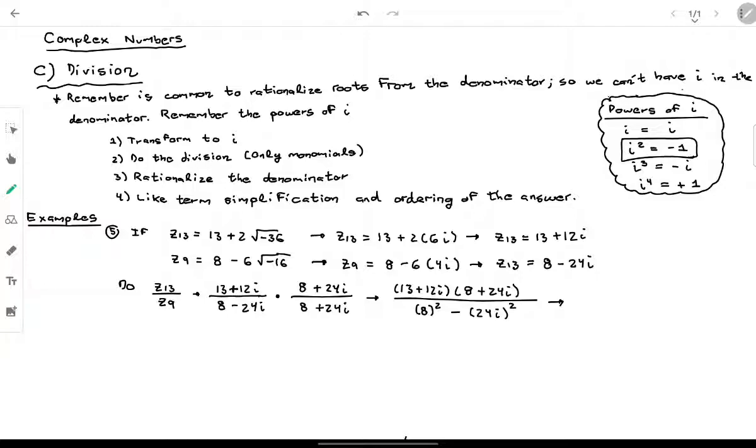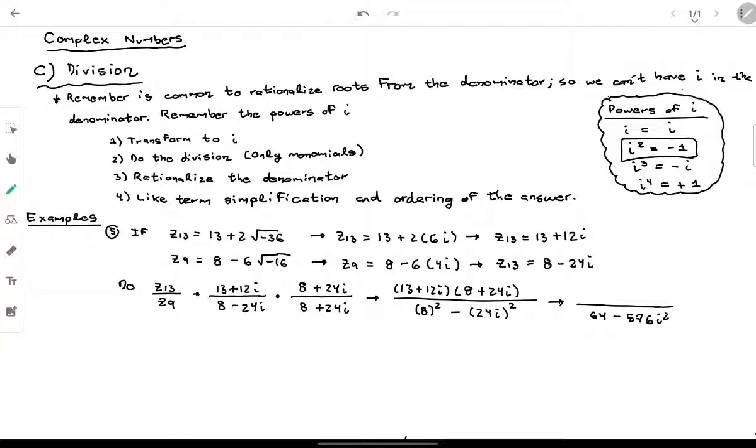So what's going to happen next? 8 squared is going to be 64 minus 24i, all of it squared. 24 squared is going to be 576. 576 i squared.